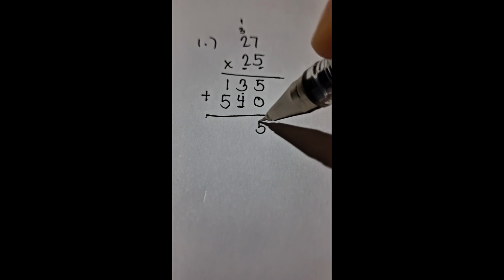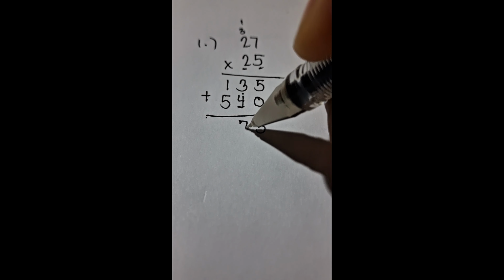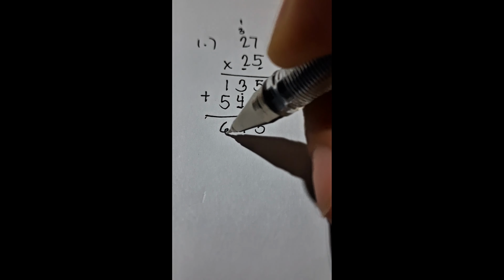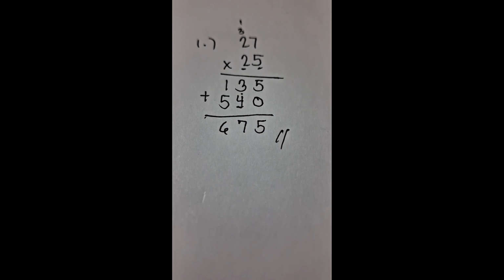5 plus 0 is 5. 3 plus 4 is 7. And 1 plus 5 is 6. So, the product is 675.